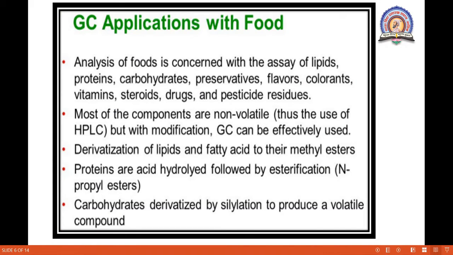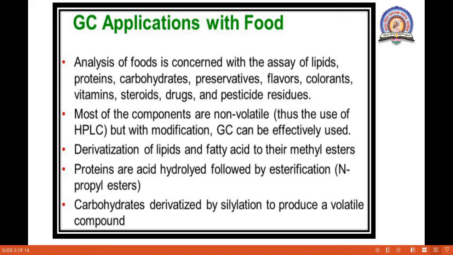Then we see the application with food, gas chromatographic applications with food. Analysis of food is concerned with the assay of lipids, proteins, carbohydrates, preservatives, flavors, colorants, vitamins, steroids, drugs and pesticide residue. So all these are analyzed by using the gas chromatographic technique.